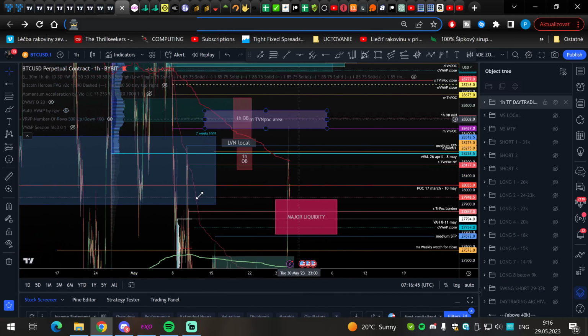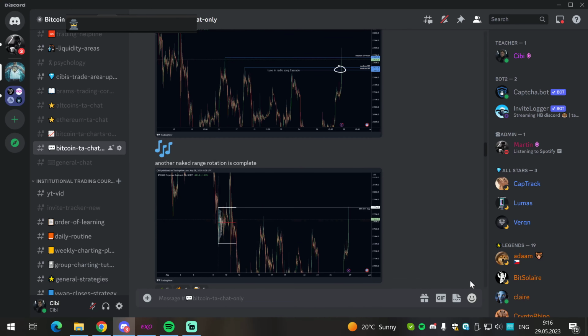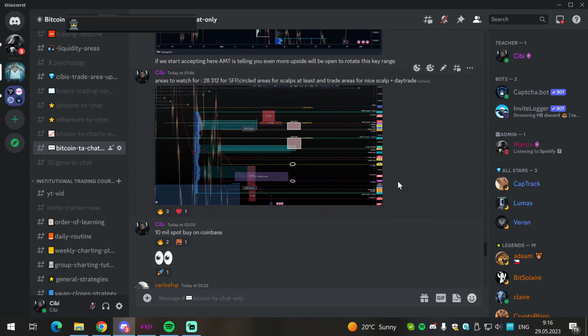This was the last trade I was taking. I was telling that to the group. Look at here. You can see I predicted most of the moves, and it's not that hard if you understand technical analysis and how the market works and all our tools. I was saying today's areas to watch. For me, 28,312 for the swing failure pattern, then circuit areas for scalps at least, and trade areas for a nice scalp and day trade.